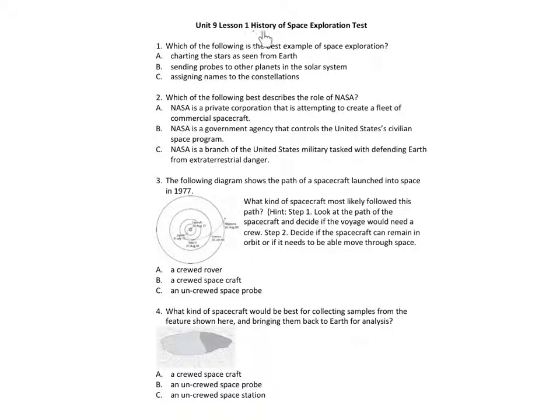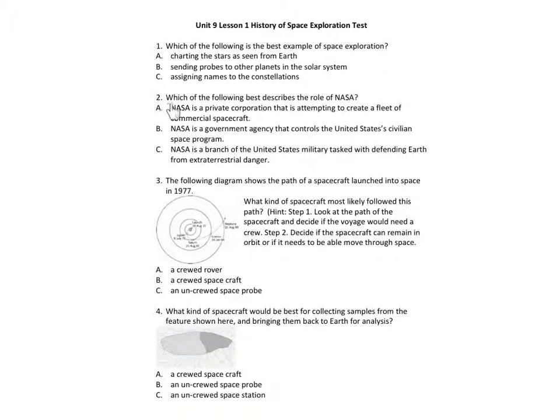Unit 9, Lesson 1, History of Space Exploration Test. Number 1. Which of the following is the best example of space exploration? A. Charting the stars as seen from Earth. B. Sending probes to other planets in the solar system. C. Assigning names to the constellations.